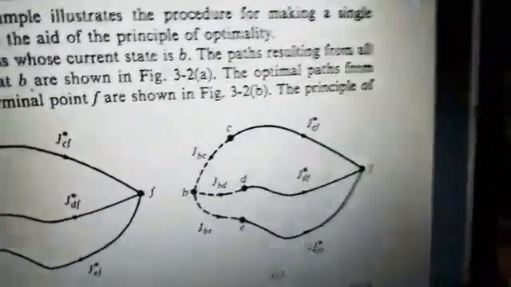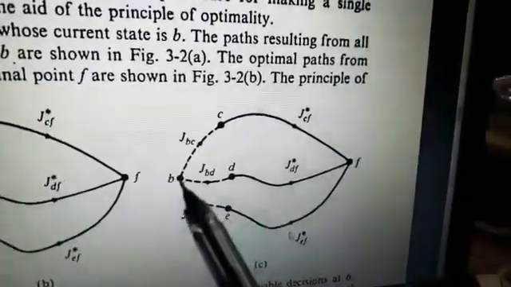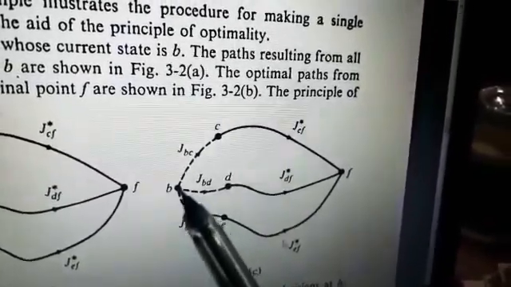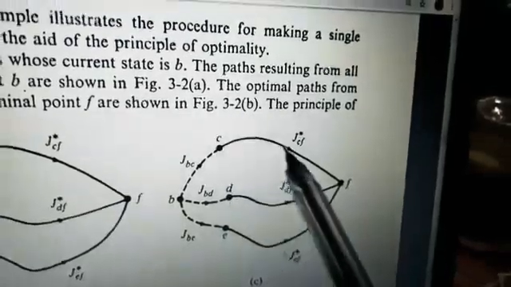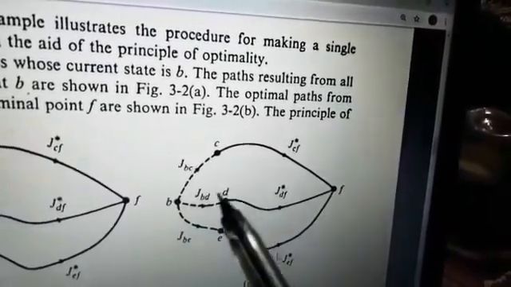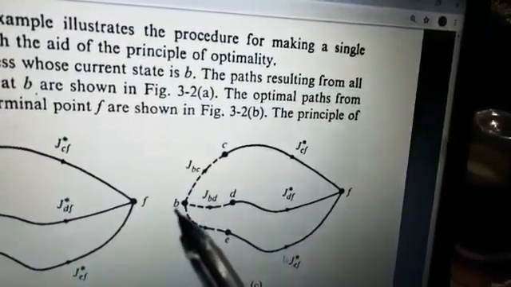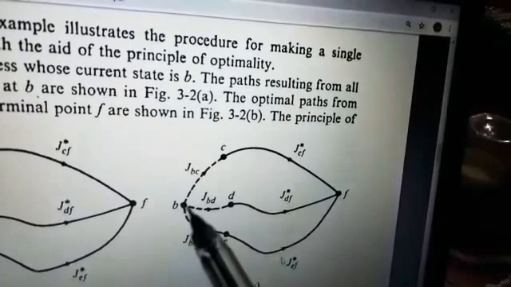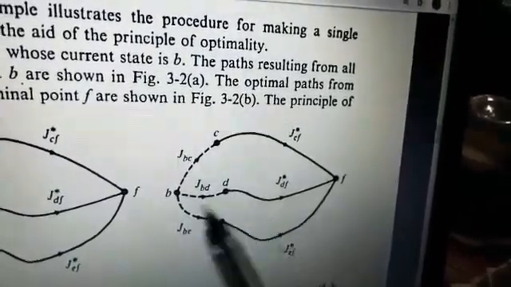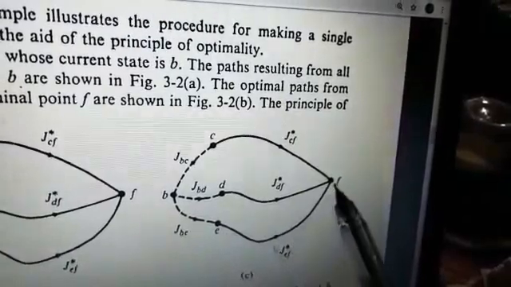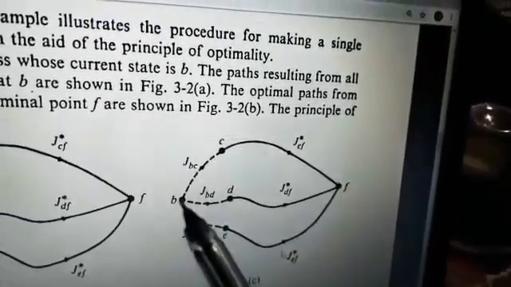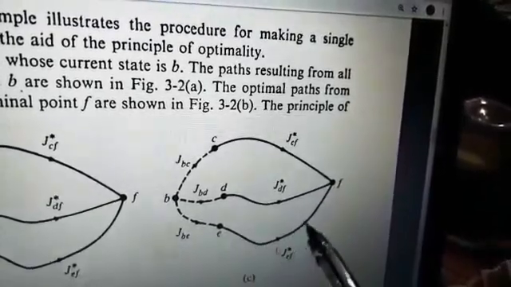In figure B they have shown the optimal paths. If you consider the path through C, the cost from B to F is equal to J, B, C plus J star C, F. Then the path through the point D: the cost B, D, F is equal to J, B, D plus J star D, F. Then the path cost from B through E to the final point F: the cost B, E, F is equal to the initial segment without star, J, B, E, plus J star E, F.